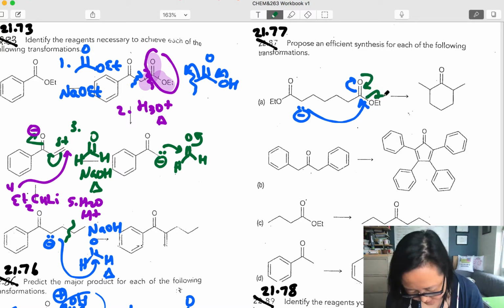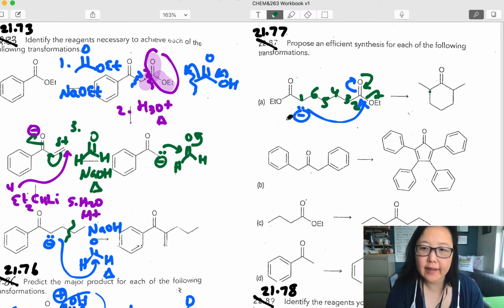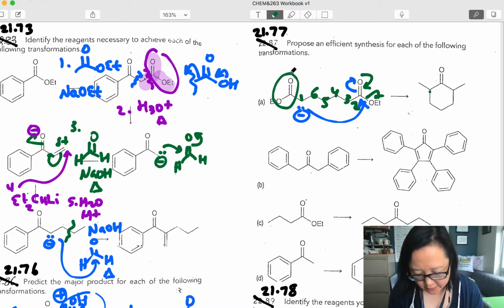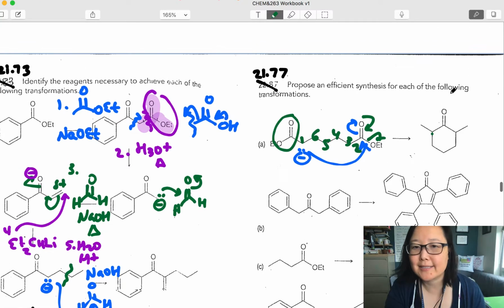So let's count this. This is 1, 2, 3, 4, 5, 6. That's how I get a 6-membered ring here. And then what happens after that is I should still have an ethoxy group. I should still have this ester there, right? So this ester should be hanging off of carbon 1. And so it looks like I got rid of it. So that means that I must have done a decarboxylation here.